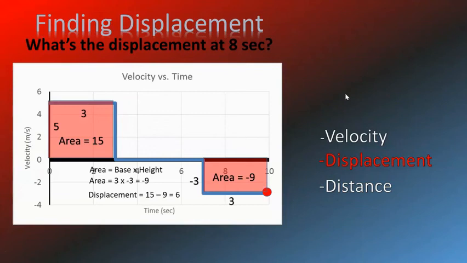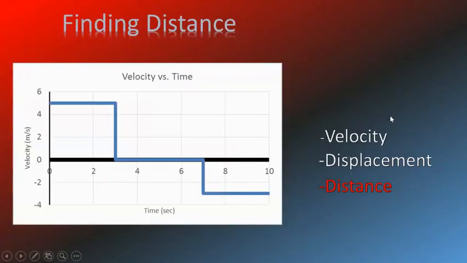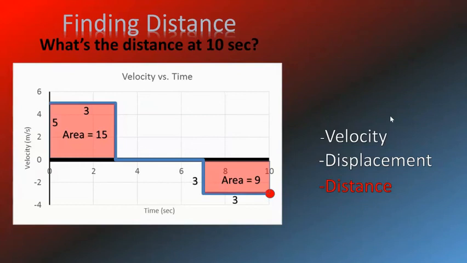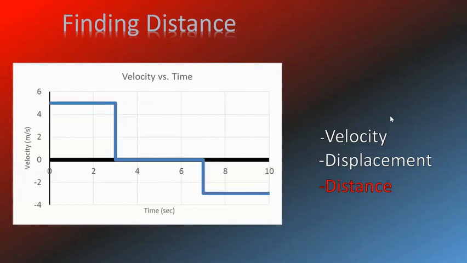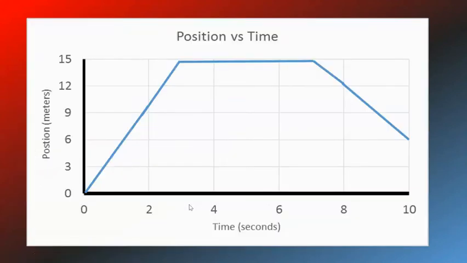Okay, at 10 seconds, finally, right, the area of this first rectangle is 15. The area of this negative area is -3 times 3, okay, which is -9. So it's going to go down to 9 at 10 seconds, just like here. And so if you add those together, you get that the displacement would be 15 plus -9, which is 6. Right. So it's 6 meters away from where it started.